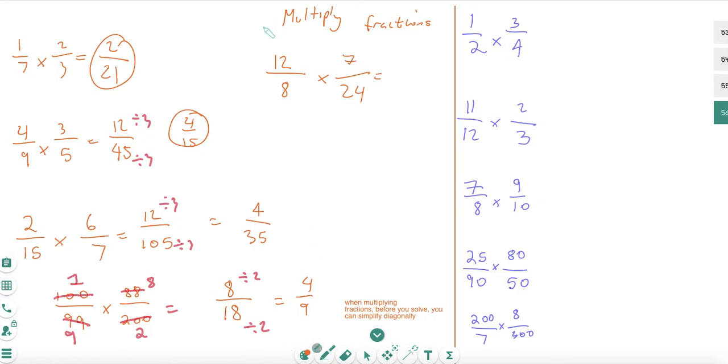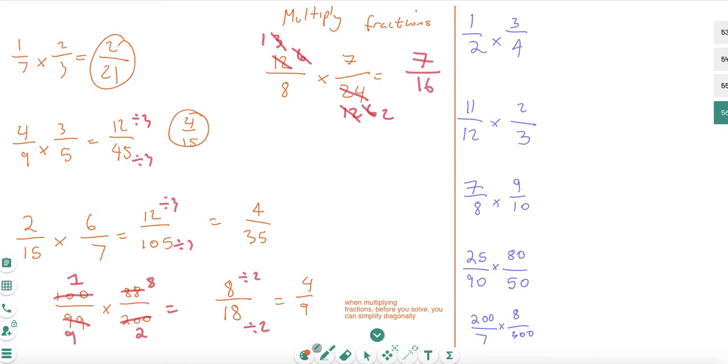Before we multiply, let's try and simplify diagonally. 12 and 24. I can divide both these numbers by 2. 6 and 12. I can keep going. I can divide both these numbers by 2 again. 3 and 6. I can divide both these numbers by 3. 1 and 2. And 7 and 8, can I simplify those ones? No, nothing. So now it's going to be 1 times 7 is 7. 8 times 2 is 16. Can I simplify that? No.